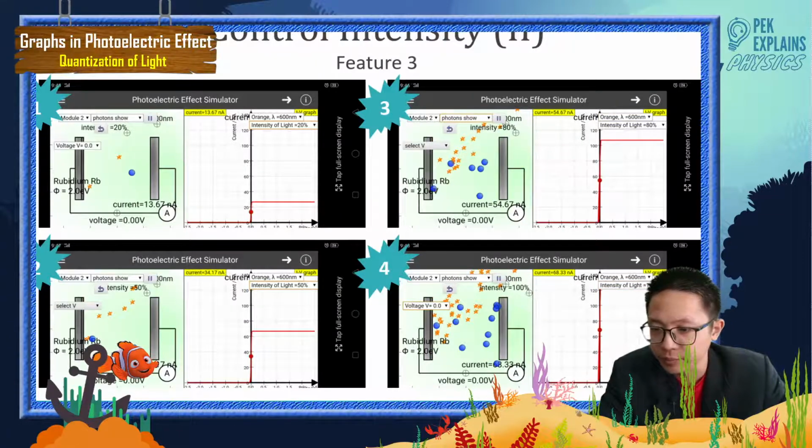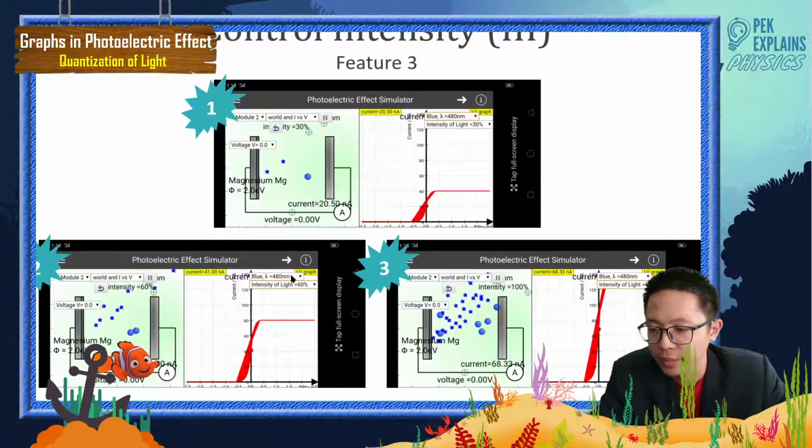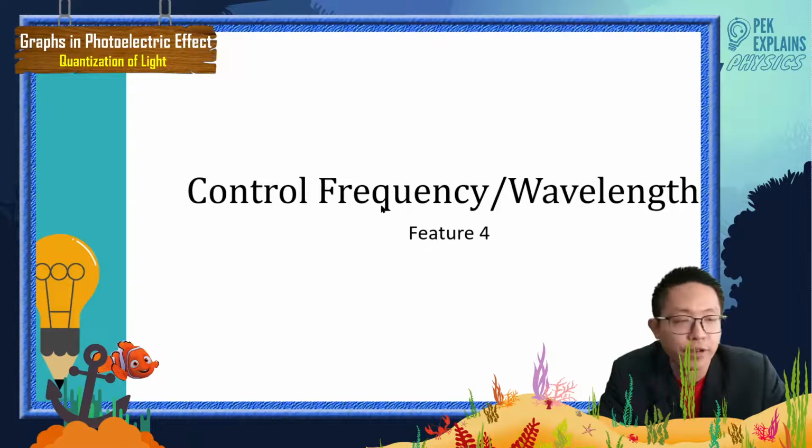See, less particles, more and more particles. You see the brightness. I will talk about this later. I just want to tell you that intensity is about brightness of light. Okay, different brightness. Now, how about frequency?